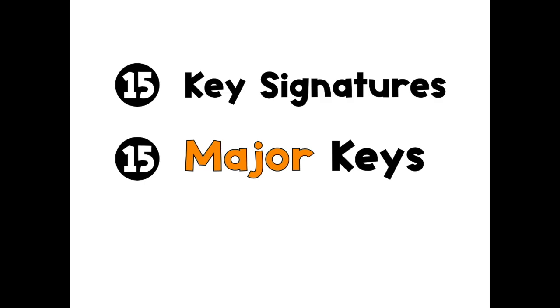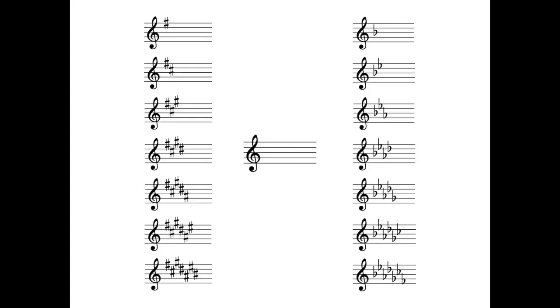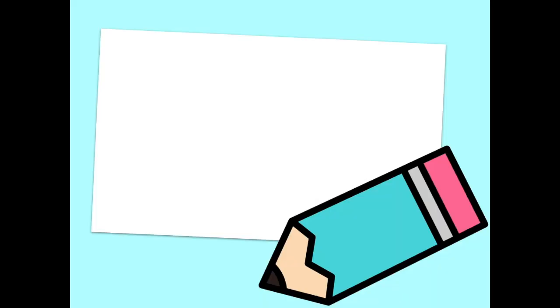Now, you may or may not know that there are also 15 minor keys. So that means that each of these 15 key signatures also corresponds with a minor key. So today we're going to learn how to make the upgraded key signature chart, major and minor edition, which is not the snappiest title, I know, but never mind. So the best way to learn this is to grab yourself a piece of paper and a pen or pencil and draw it along with me.